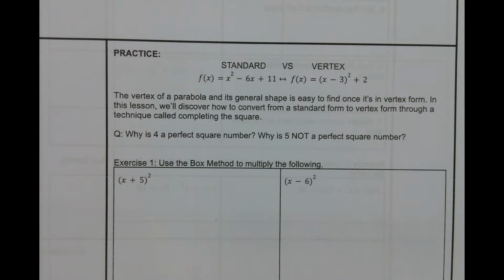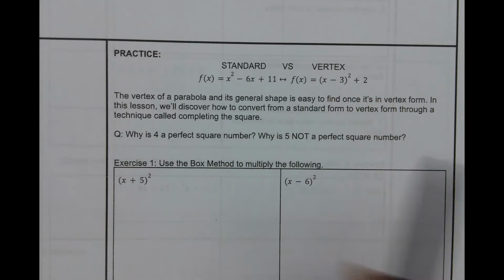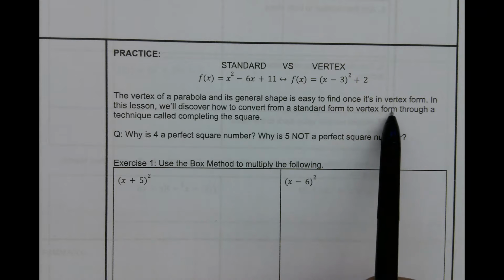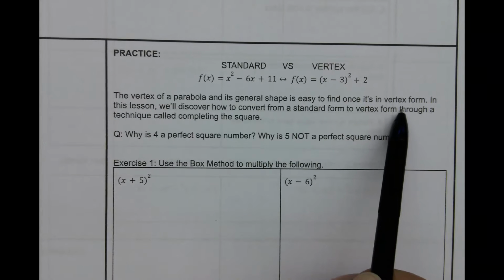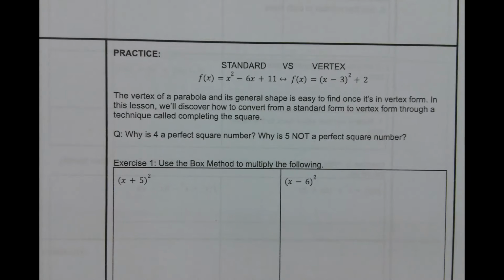Hey guys, so we're continuing with vertex form. Today we're going to be talking about how we can go from standard form into vertex form. The vertex of a parabola and its general shape is easy to find once it's in vertex form. In this lesson, we're going to discover how to convert from standard form to vertex form through a technique called completing the square. We'll see completing the square again later when we learn how to solve quadratics, but this time we're going to use it in order to go from one form to the other.